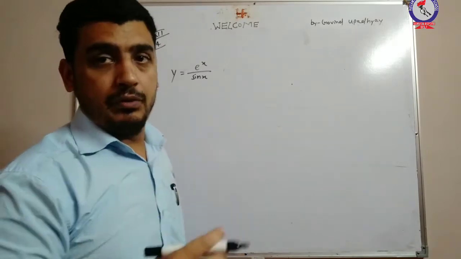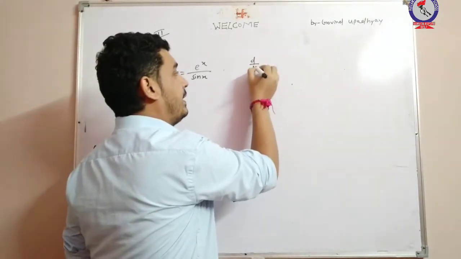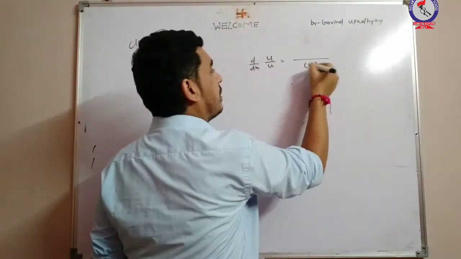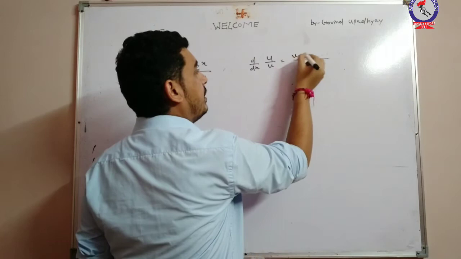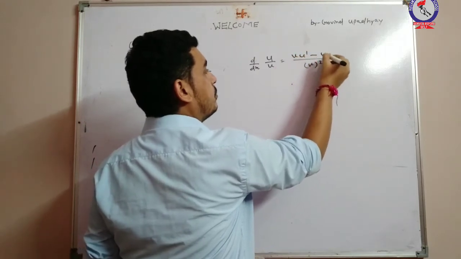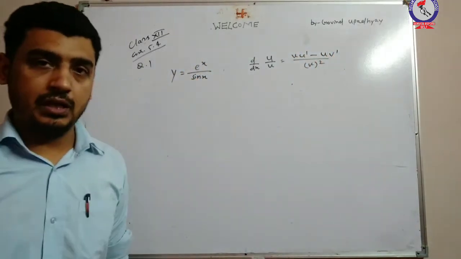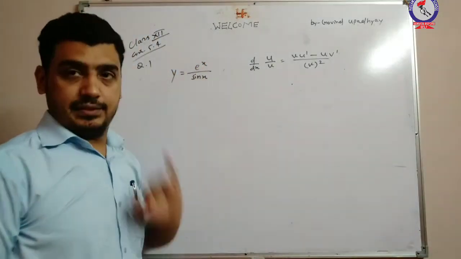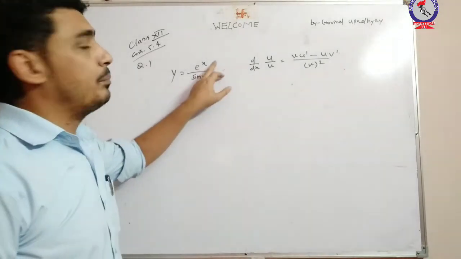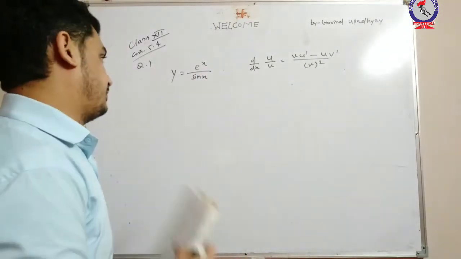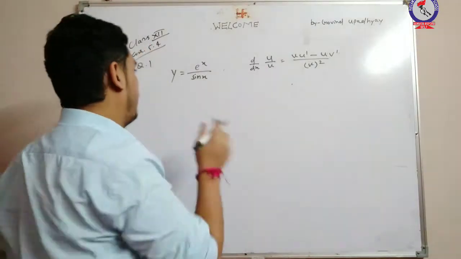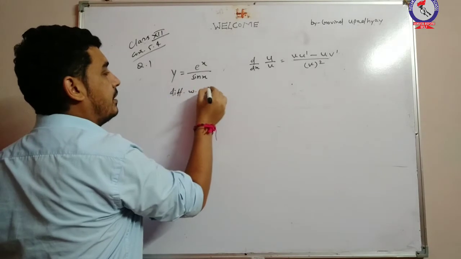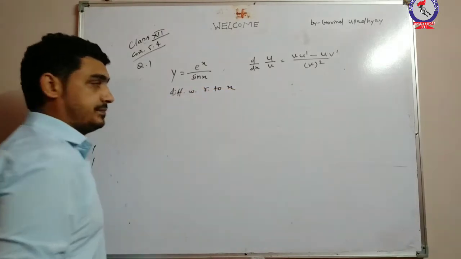फर्स्ट ऑफ ऑल u upon v का फॉर्मूला आप जानते हैं. d by dx of u upon v is equals to (v u dash minus u v dash) upon v square. This is the formula for differentiating a function like this, which is in the form of p upon q, or u upon v, differentiating with respect to x.